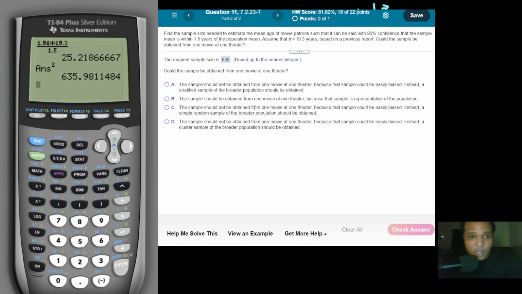The sample should not be obtained from one because the sample could be easily biased. Instead, a broader population should be used. The sample should be obtained from one movie at one theater. Nah, we're not going to say that. One is not enough. All right, the sample should not be obtained from one movie at one theater because the sample could be easily biased. Instead, a cluster sample.